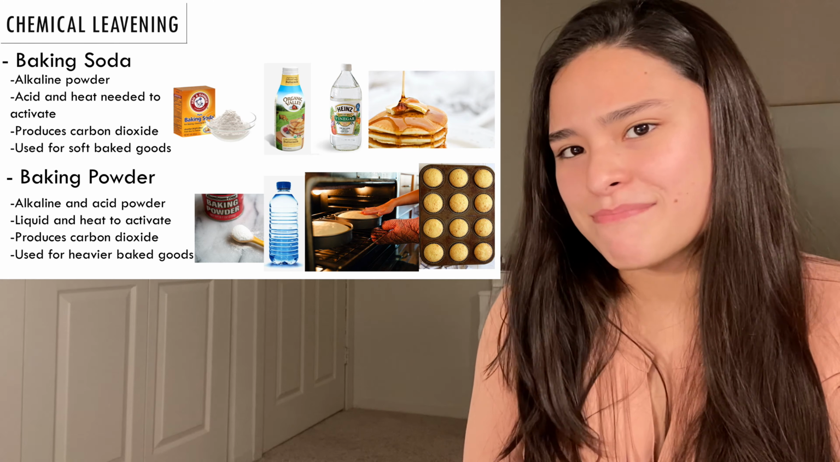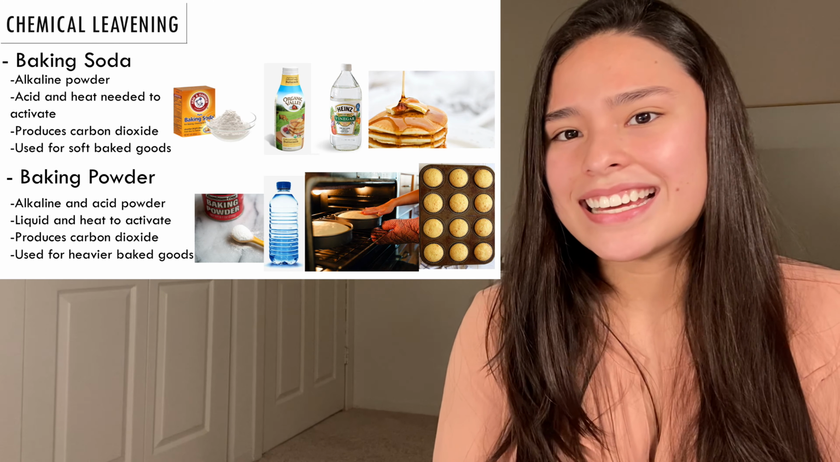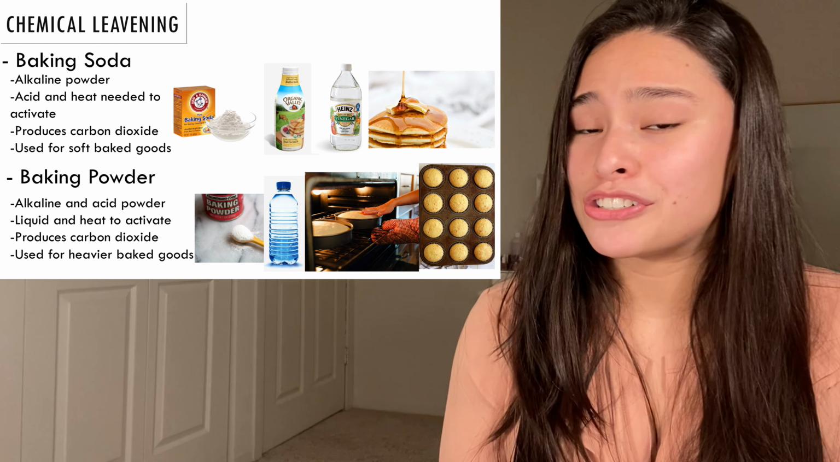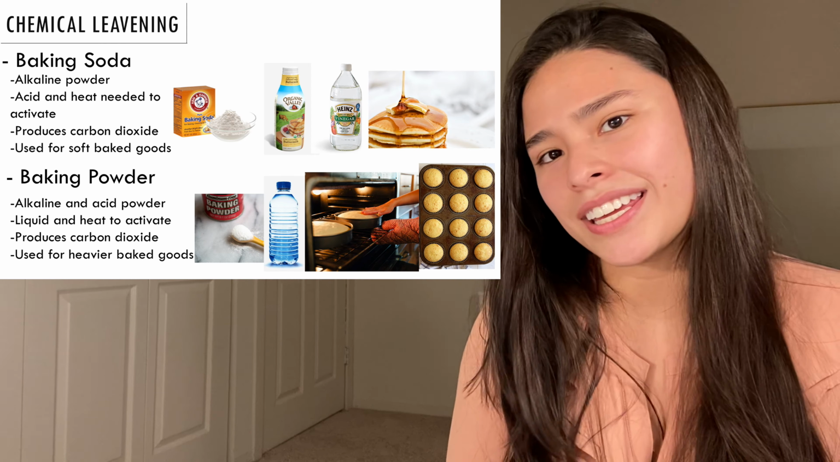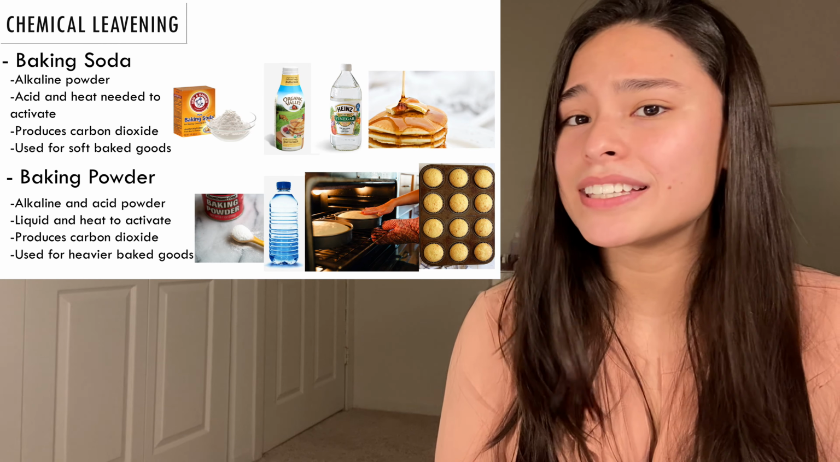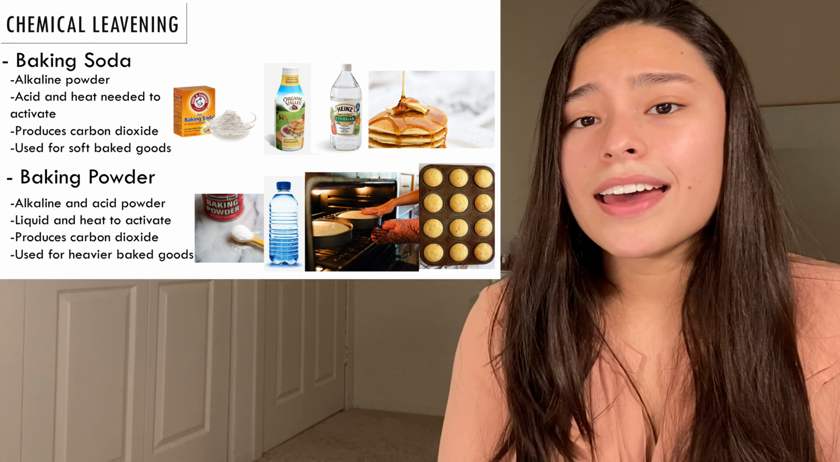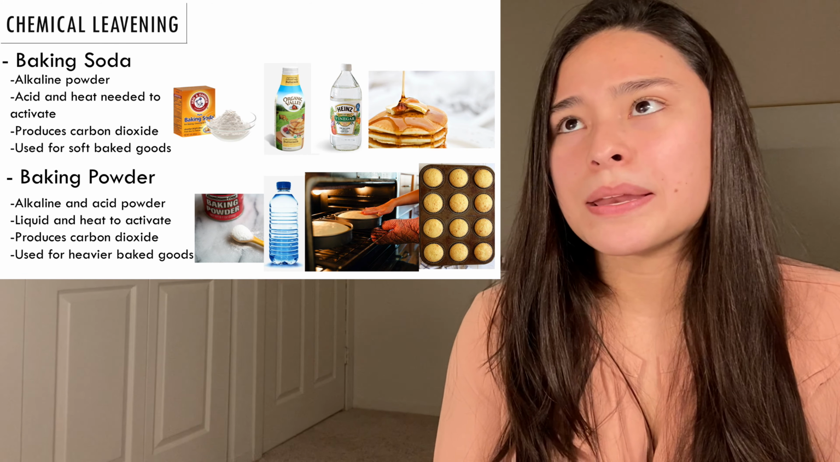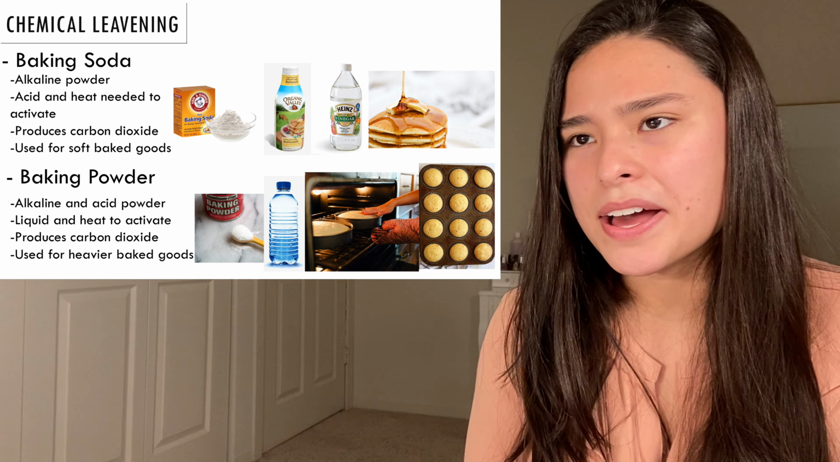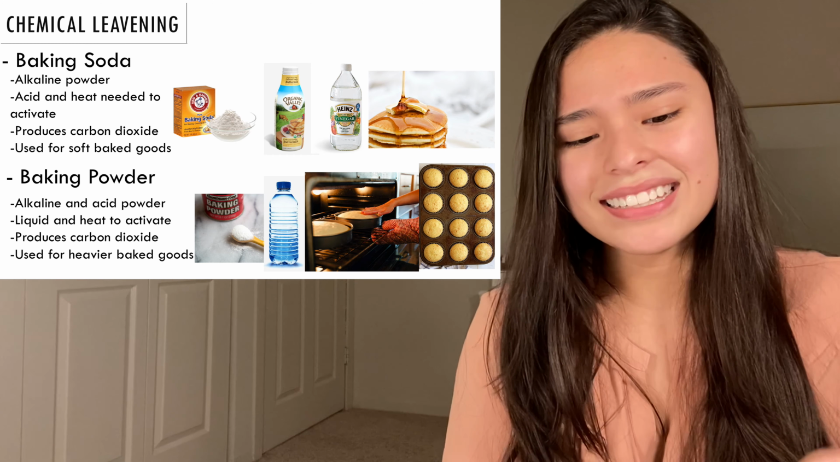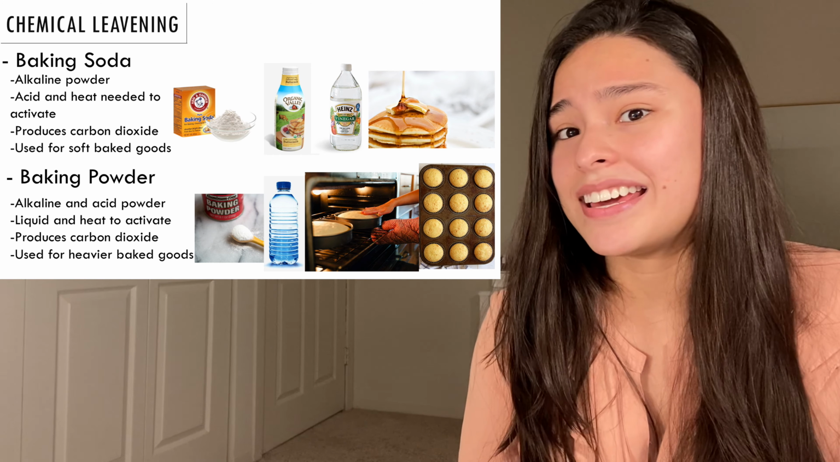Next, we have the baking powder. Baking powder is also an alkaline powder. It is actually just baking soda with an acid already included in the powder. So to activate the baking powder, you only need any type of liquid like water. And baking powder is commonly used in heavier doughs like cakes or muffins. That would be it for chemical leavening agents.